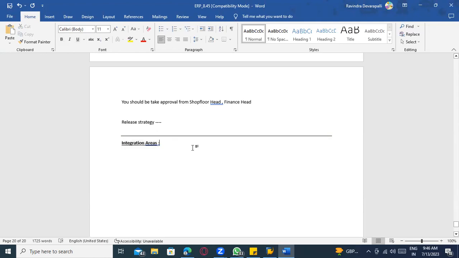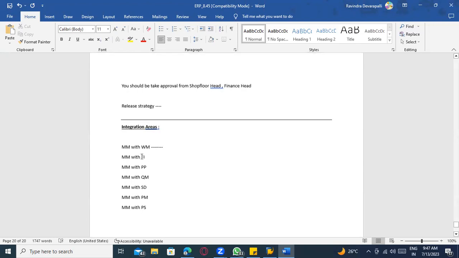So what are the integration areas? MM is connecting with WM, MM is connecting with FI, MM is connecting with PP, MM is connecting with QM, MM is connecting with SD, MM is connecting with PM, MM is connecting with PS. So different modules are connecting. Why are they connecting? Because the respective transaction process is integrated.